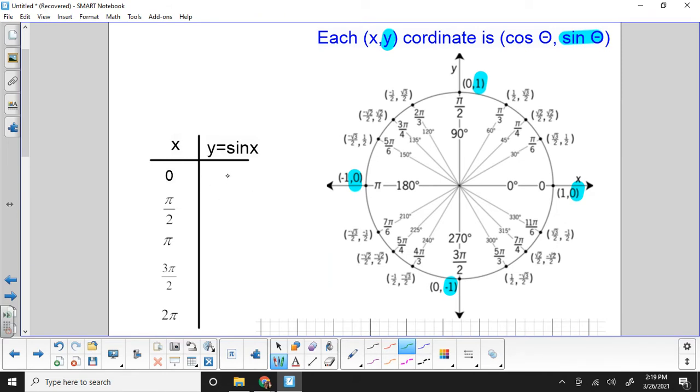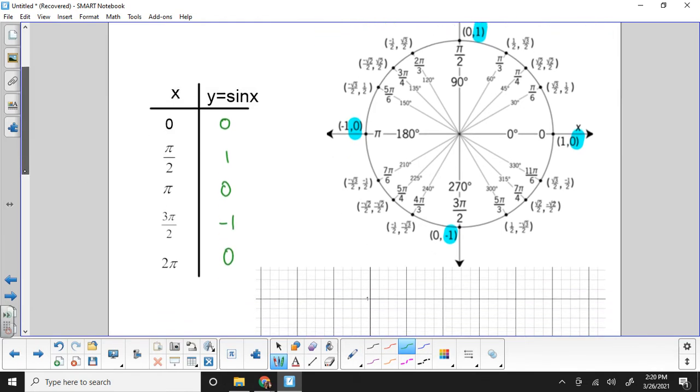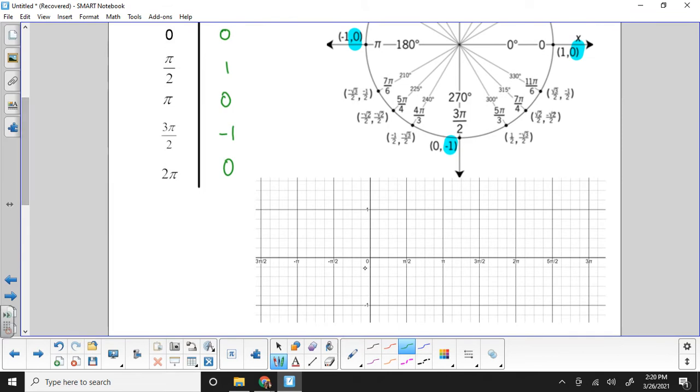Writing these into my table to then graph it, I would have sine of 0 is 0, sine of pi over 2 is 1, 0, -1, and 0. The sine function always starts at (0, 0). Then it moves to its high point at 1. At pi, it's back at 0. Its low point occurs at 3 pi over 2, and we finish up at 2 pi, one cycle around the unit circle.